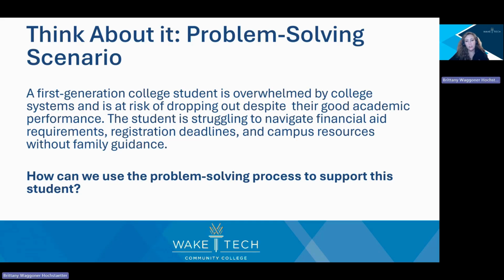a first-generation student is overwhelmed and we see is at risk of dropping out despite good academic performance. The student is struggling to navigate financial aid requirements, registration deadlines, and campus resources without family guidance. If we refer back to the problem-solving model, how can we use this process to support the student? Let's think about this. There are many creative ways to solve the problems.